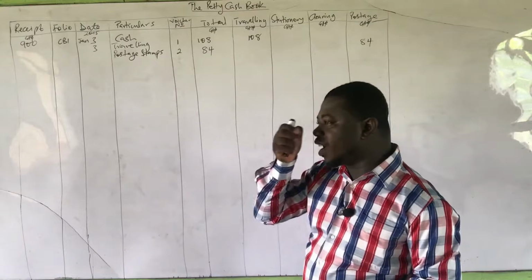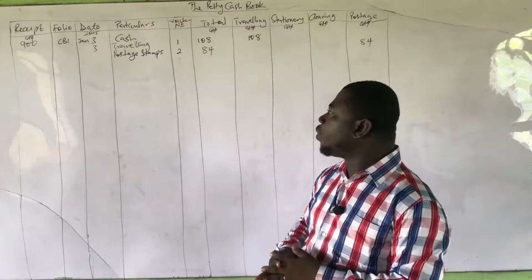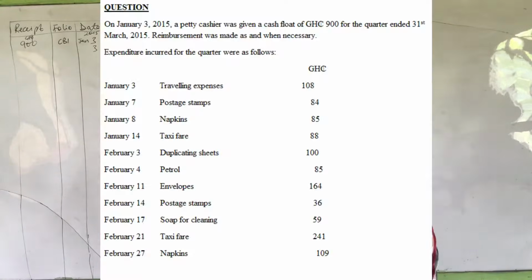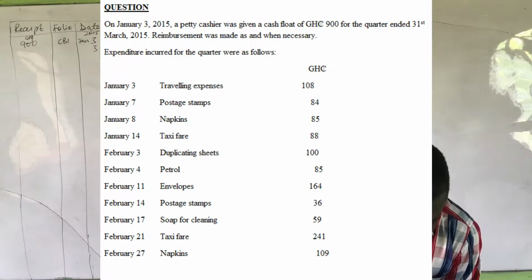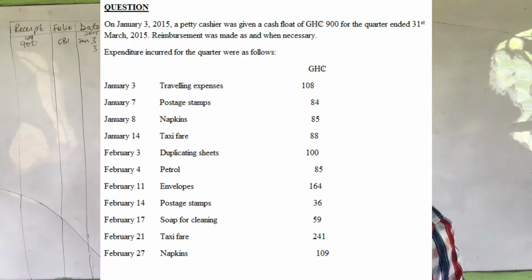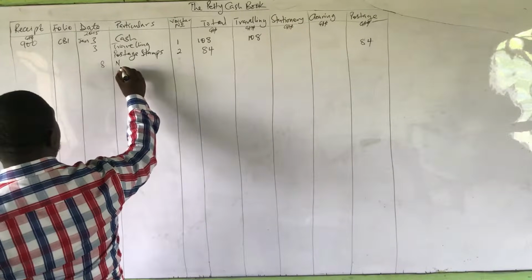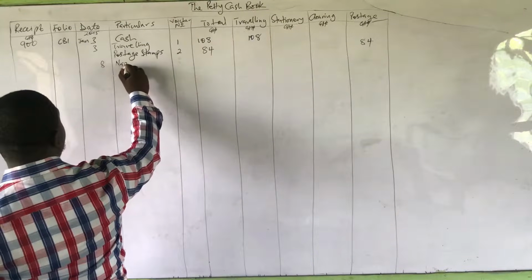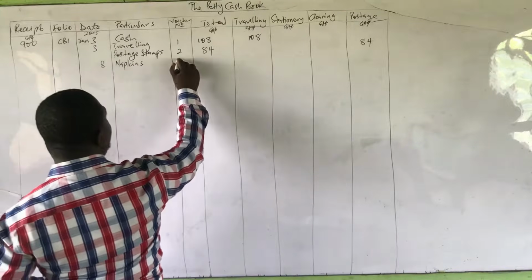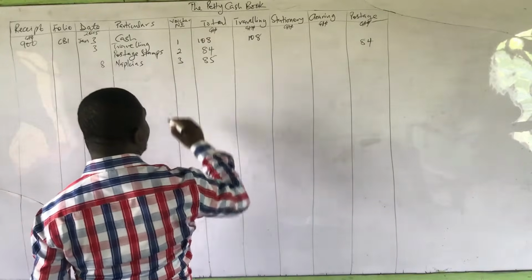We still have over 700 cedis to spend, so we can continue spending. In the next transaction, on the 8th of January, we paid for napkins, voucher number 3, for 85 cedis.